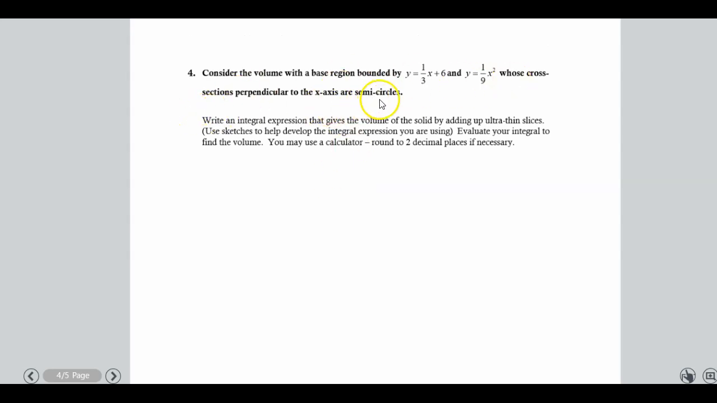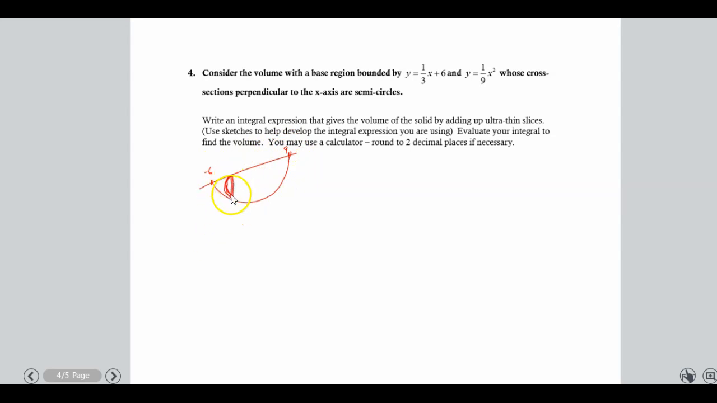Same region, but with semicircles. So we go ahead and just kind of sketch in our region like we had before. All right, so we had some shape that was like this, and we had our rectangles coming this way. So we're talking something like that coming out. And this is our same 1/3 x plus 6 on the top, 1/9 x squared on the bottom. Still going from -6 over here to 9.